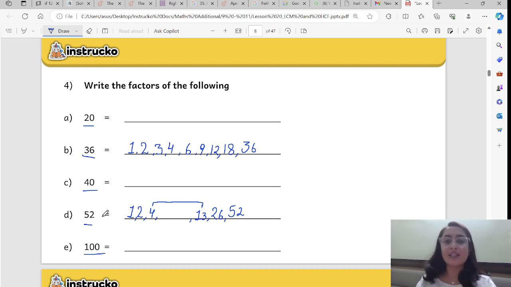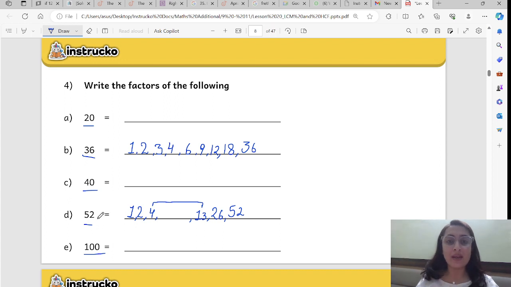Now similarly, let's check for 7. 7 sevens are 49 and 7 eights are 56. So 7 is not a factor of 52 also. Let's check for 8. 8 sixes are 48 and 8 sevens are 56. So 8 is not a factor of 52 also. Let's check for 9. 9 fives are 45, 9 sixes are 54. So 52 is not coming in 9's table also, which means 9 is also not a factor of 52.